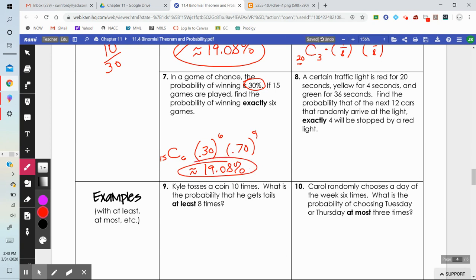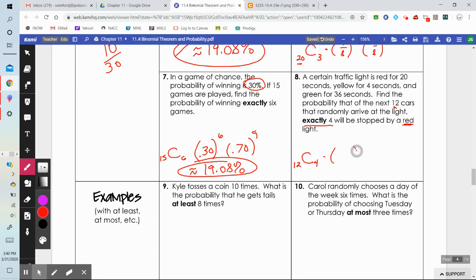Number 8. A certain traffic light is red for 20 seconds, yellow for 4 seconds, and green for 36 seconds. Find the probability that of the next 12 cars that randomly arrive at the light, exactly 4 will be stopped by a red light. So that's going to be our success, the red light. So exactly 4 is going to be stopped. So out of the 12, the combinations of out of 12, we choose 4 to get stopped, and that's going to be our success there.